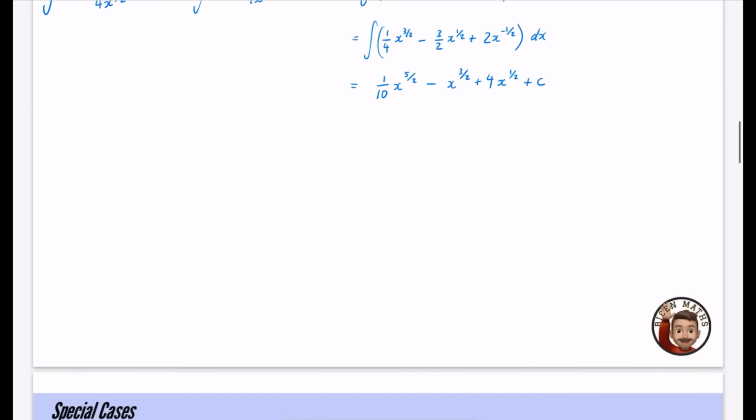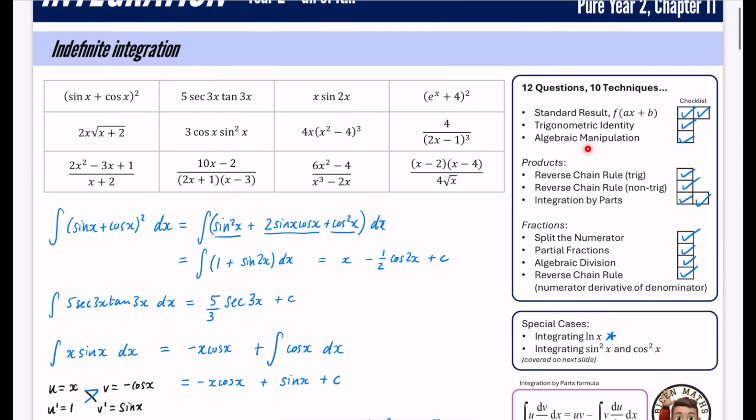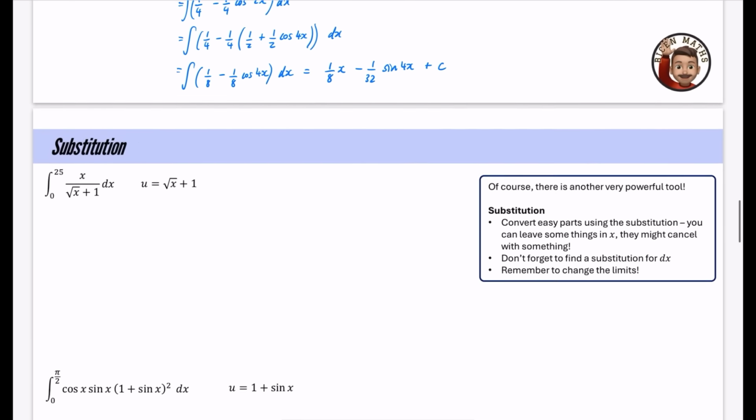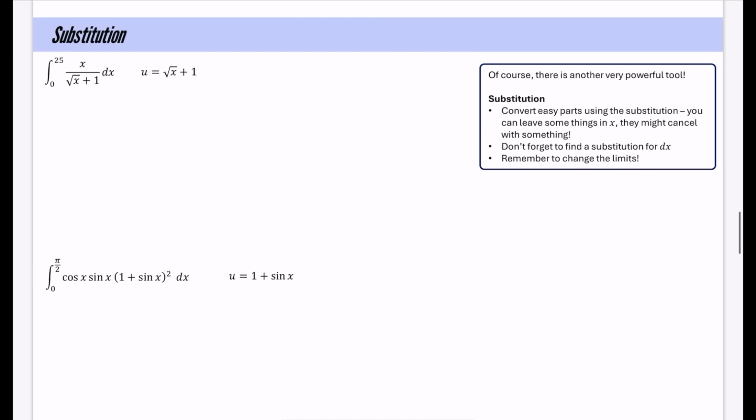So in all these techniques up here, I didn't mention substitution. Now your teacher might do a lot of substitution with you. That might be the technique you use a lot of. Substitution is a very powerful one, but there's quite a lot of steps and it's quite easy to make a mistake. So they often tell you what the substitution is, okay?